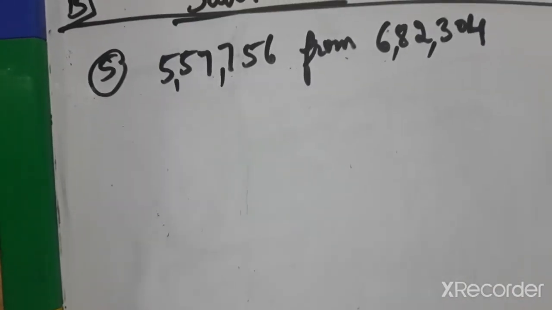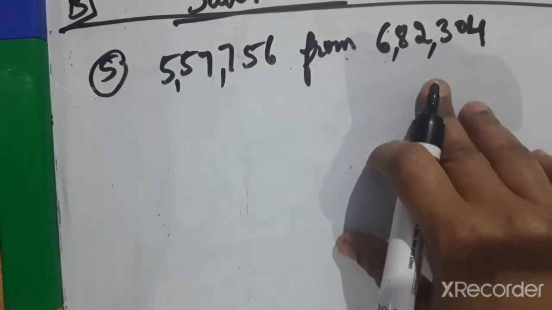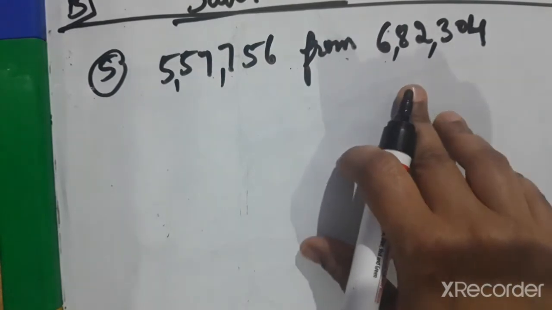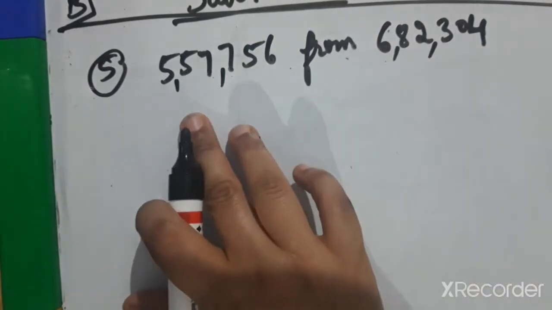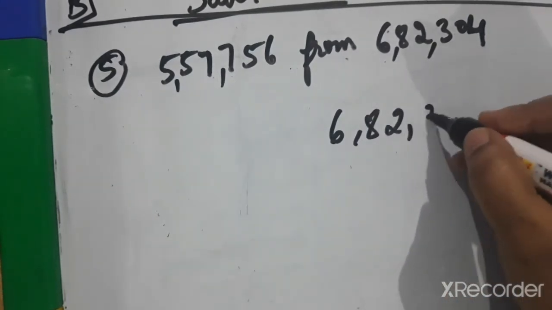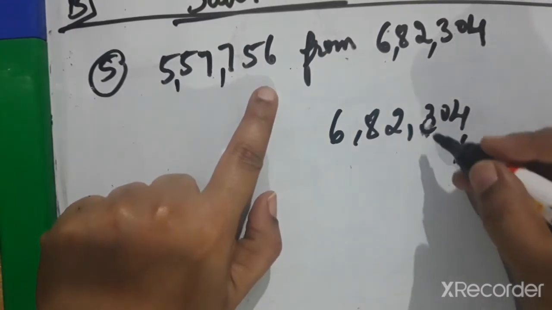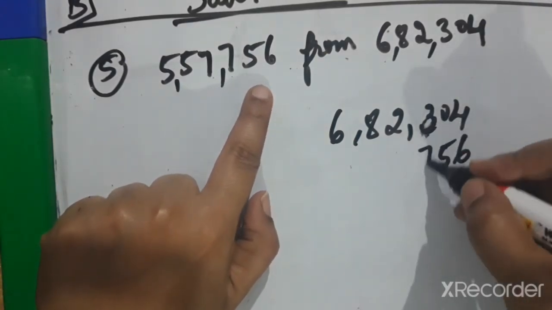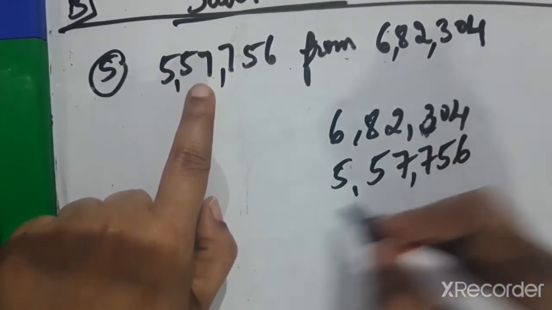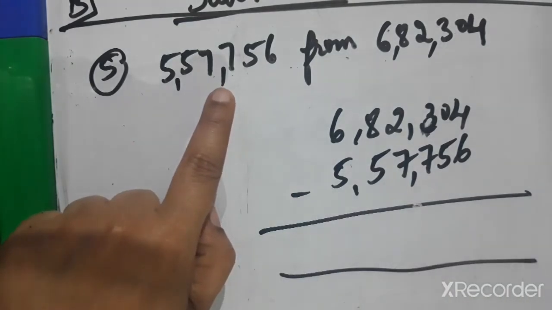Now fifth question: 5,57,756 from 6,82,304. The number after "from" is the one we have to write, and 6 lakh is greater than 5 lakhs. So always the greater number on the first line: 6,82,304. Then the next number below: 5,57,756.